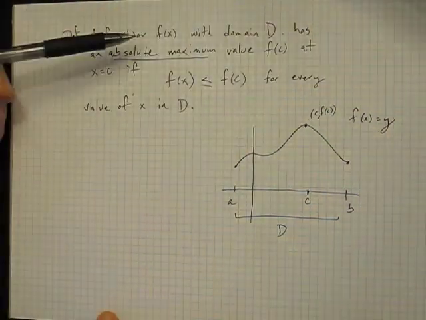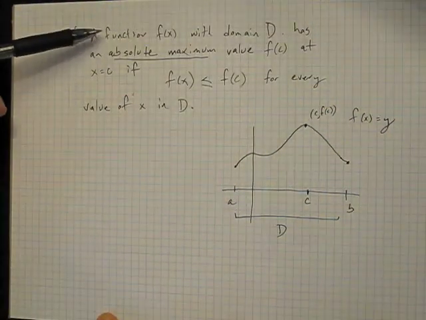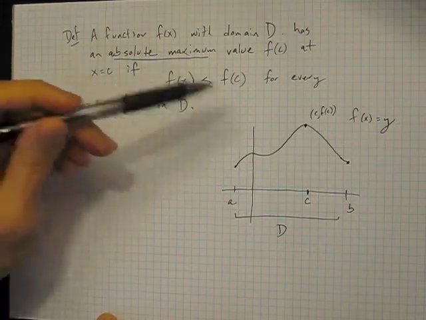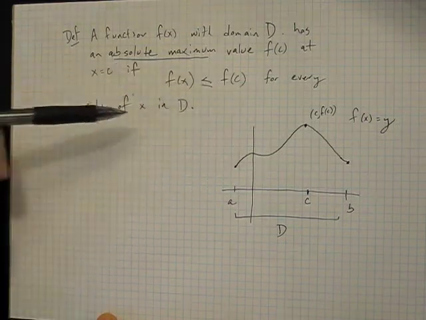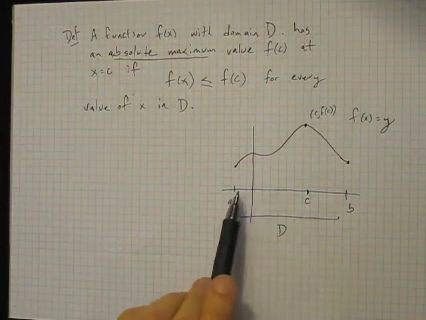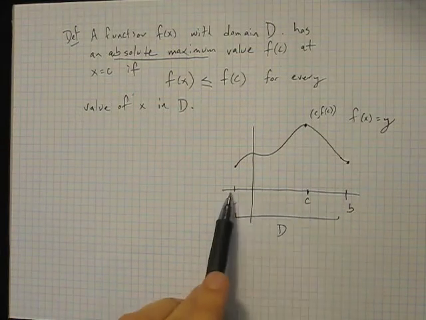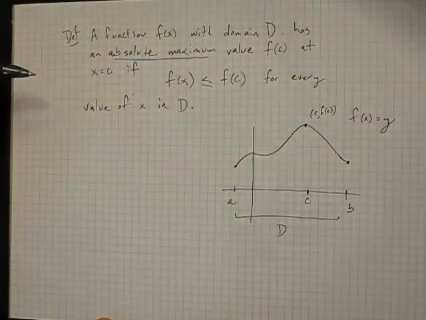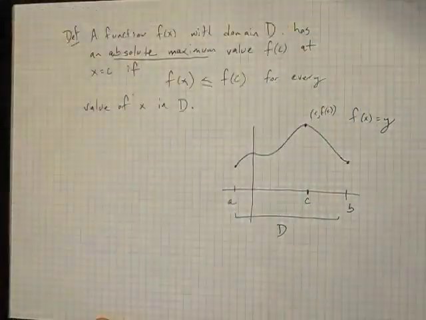And let's see why this is an absolute maximum. So we call this an absolute maximum if f of x is less than or equal to f of c for every value of x in the domain. So here, certainly that's true. No matter what x value you pick in between a and b, f of c will be at least as high as that value. So this is an absolute maximum value.